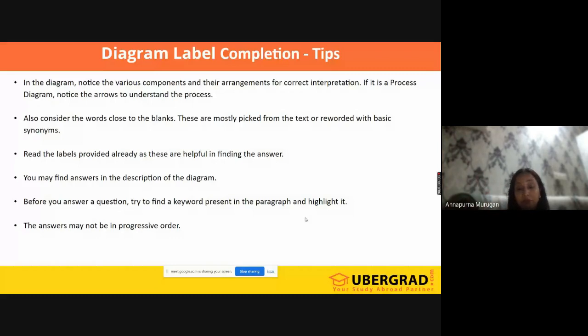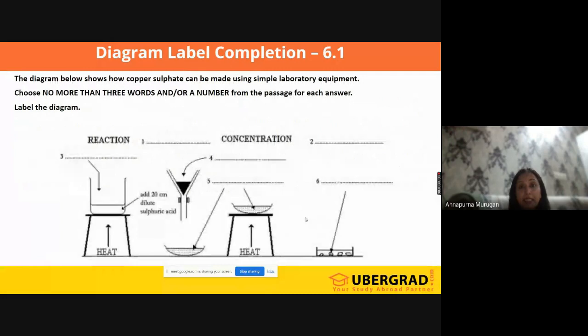First, you see what is the diagram. See, the diagram below shows how copper sulfate can be made using a simple laboratory experiment. This is the clue they have given. How the copper sulfate solution could be made. Now you need to get back to the paragraph and see where they are talking about this experiment. And how can you find that?